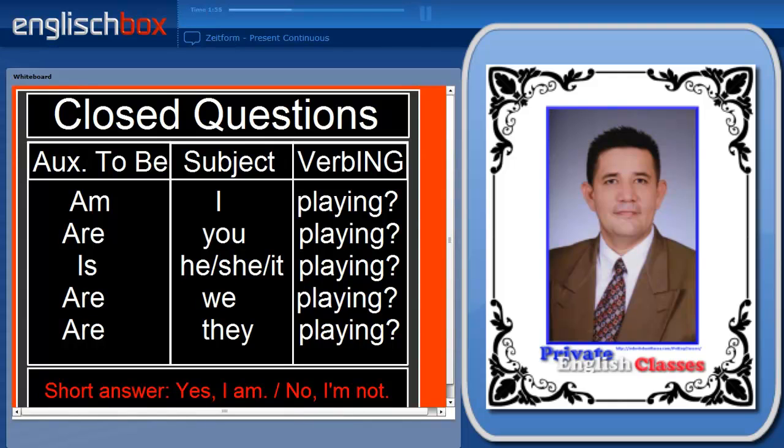In a closed question, you simply have to invert the auxiliary verb to be and the subject. So the question begins with the verb to be. Am I playing? Are you playing? Is he playing? Are we playing? Or are they playing? When you answer one of these questions, you can answer yes, I am, or no, I'm not. So we use the auxiliary verb to be in the short answer to these questions.